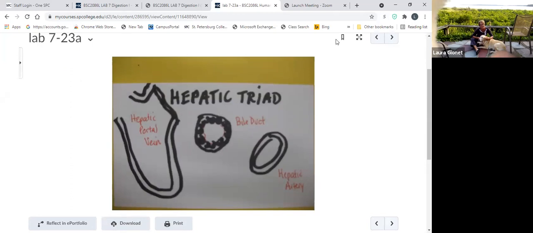So here is your hepatic triad. He tried to draw you a picture so you knew what you were looking at. Hepatic artery, bile duct, hepatic portal vein.